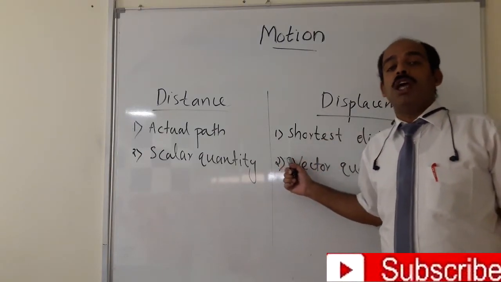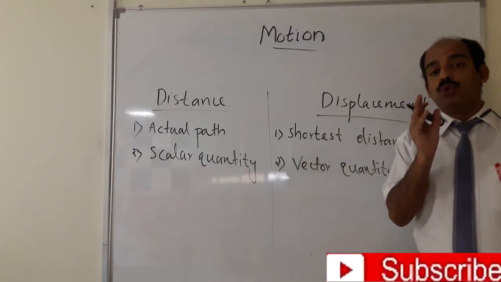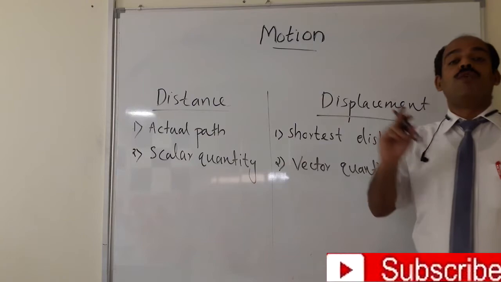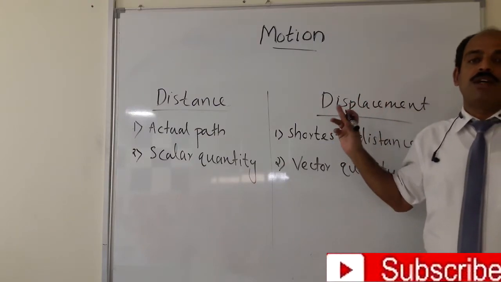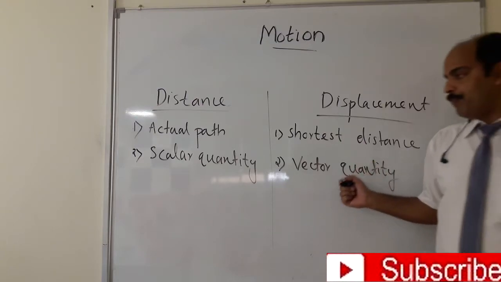Why? Because in our example, if you are going through path 2 only, you will reach fast, right? So that is direction, right? So displacement has direction.